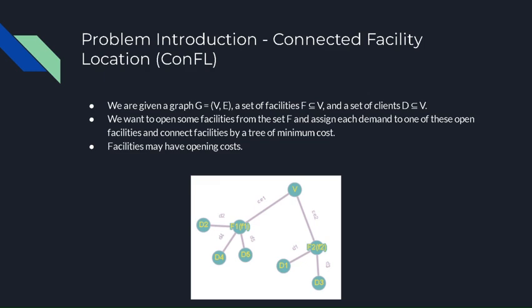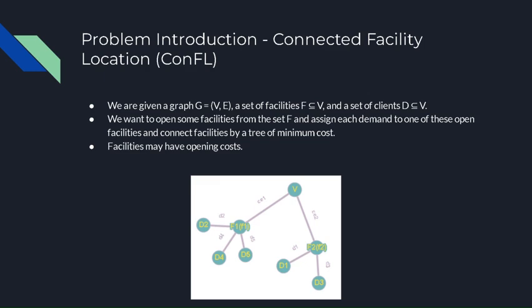In this we are given a graph G with V as the set of vertices and E as the set of edges. We have a set of facilities F, which is a subset of V, and a set of clients D, which is again a subset of V. What we want to do is to open facilities at some vertices present in the set F and assign each of these facilities to one of the clients. Further, we also want to connect these facilities by a tree, and the cost of that tree must be minimum.